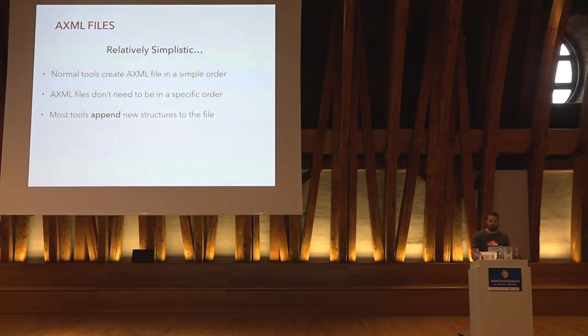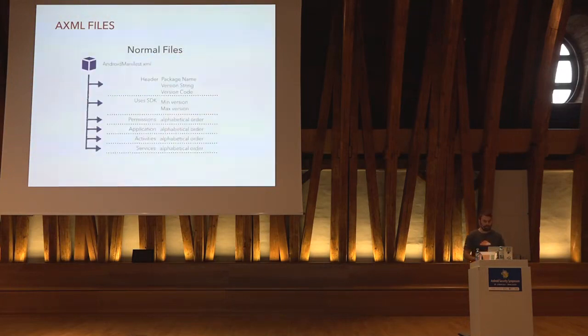So first off, with AXML files, they're relatively simplistic. Most tools, when they're injecting things, are appending new structures to the file. So they're not going to take the current structure and inject into the middle, because nobody's really cared to ever do that. So it's really easy to just basically decompile your XML file, and then people just throw things on the bottom. Android will respect that, so even if you have permissions at the top and a couple at the bottom, doesn't matter. So this is what the normal file is going to look like. This is normally what AAPT is going to actually output.